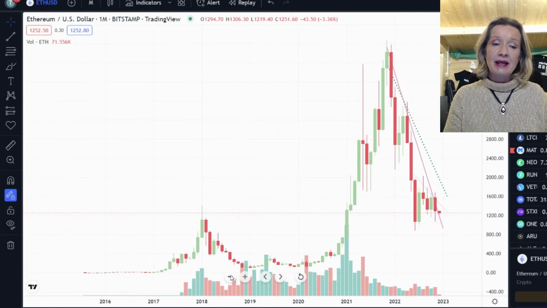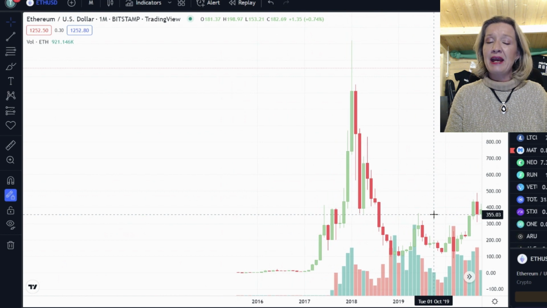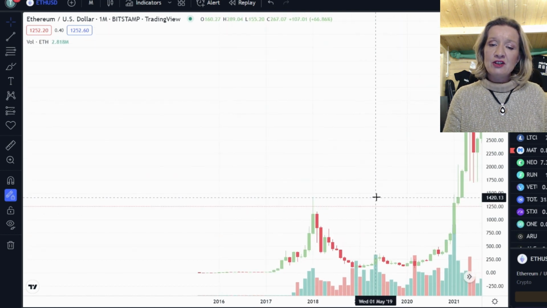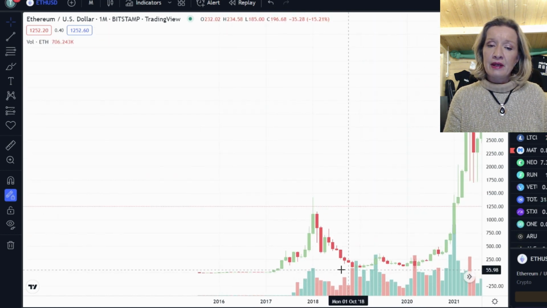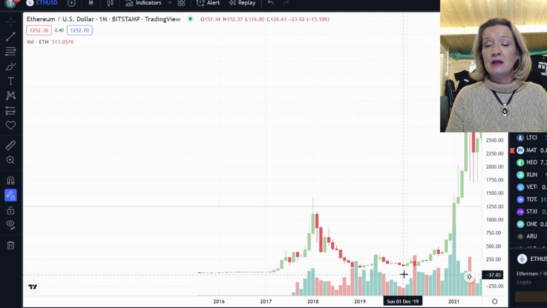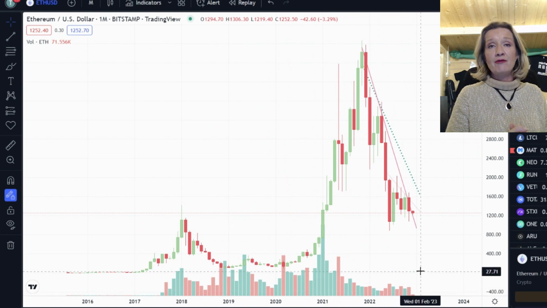So let's just zoom back, and I'm going to put it into perspective here by going back to the 2018 bull run. And we can see that when we reached the bottom, the volume really picked up as it had dropped during the bear months. So what I'm looking out for now is an increase in volume.